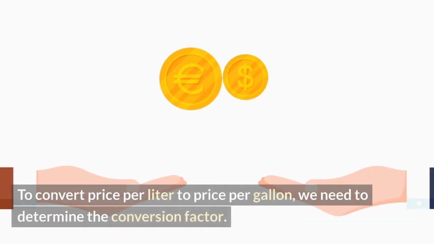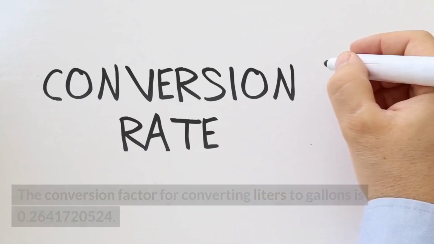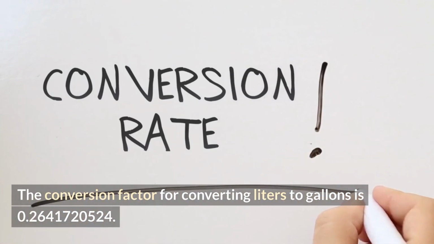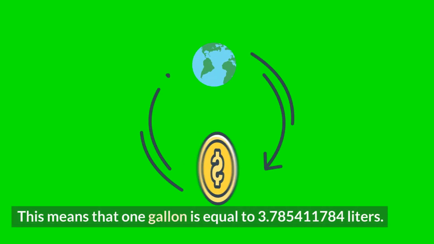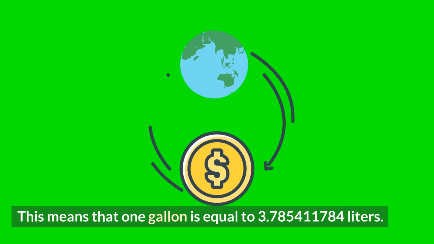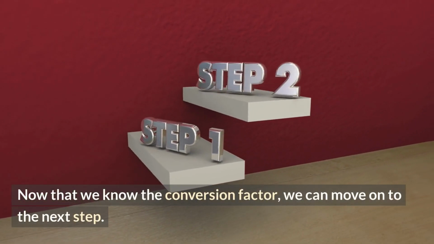To convert price per liter to price per gallon, we need to determine the conversion factor. The conversion factor for converting liters to gallons is 0.2641720524. This means that 1 gallon is equal to 3.7854111784 liters. Now that we know the conversion factor, we can move on to the next step.